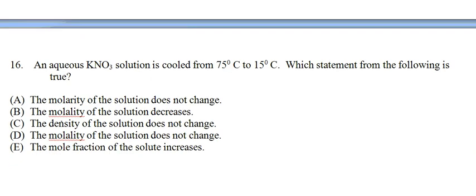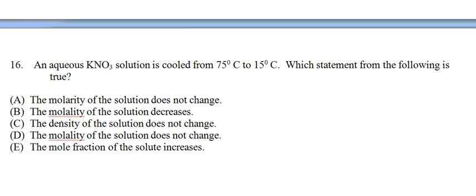Number 16. An aqueous potassium nitrate solution is cooled from 75 to 15 degrees. Which statement from the following is true? The molarity of the solution does not change. Ooh. That's one reason why we use molality whenever we're looking at cooling a solution or freezing point depression, boiling point elevation, because what happens when water gets cool, it gets denser. When water heats up, it actually gets less dense. So the volume's changing. And it's not just for water, it's for any liquid. If it cools down, it becomes thicker or more dense because it's moving toward a solid state.